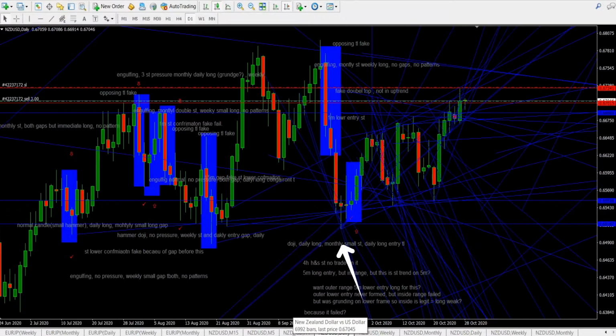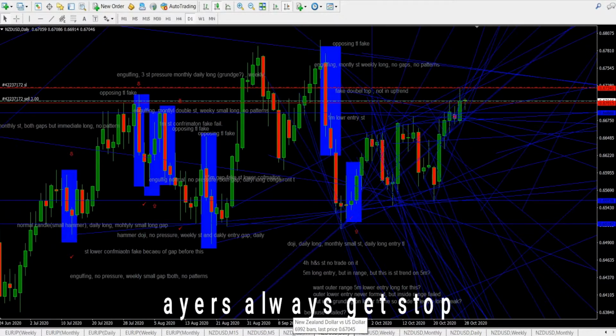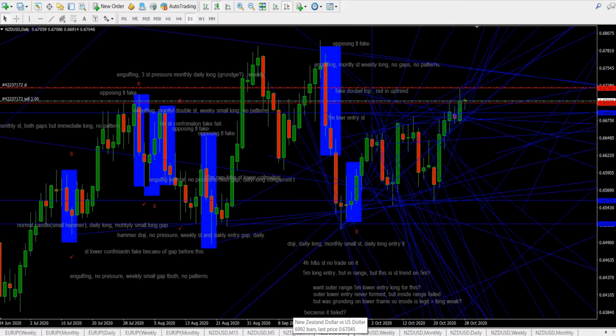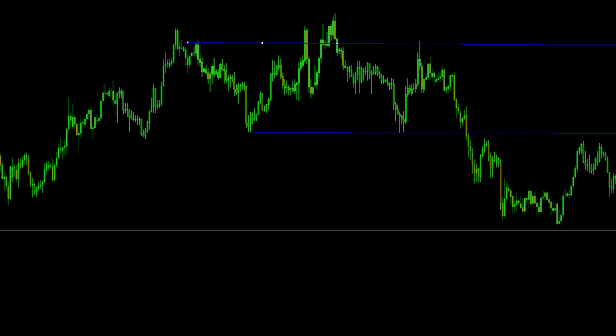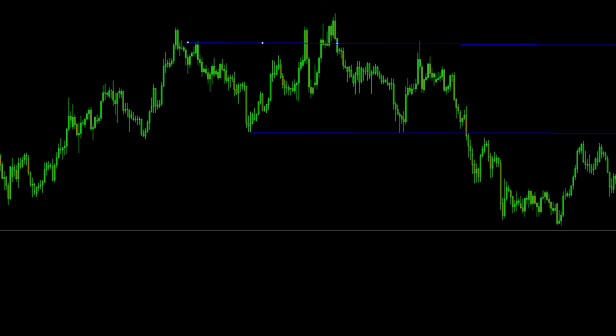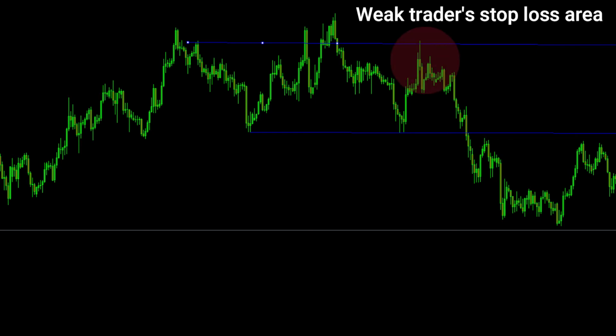The biggest factor of my decision is due to a phenomenon in all markets. Weak players always get stopped out. In other words, through your analysis, if you find that an obvious trade setup, for example, a head and shoulders, is fake for whatever reason, but price still moves as if the trade was legitimate, the area or price that stops the weak traders that entered the fake setup is your target.